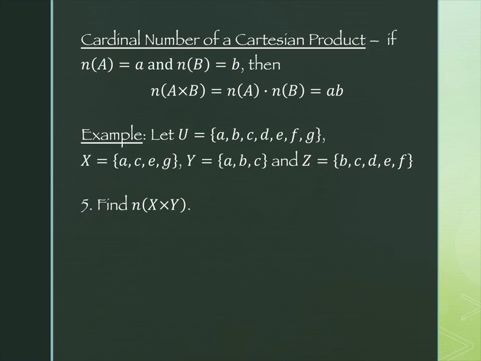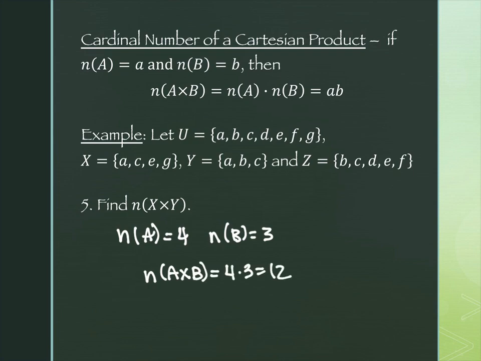So the cardinal number, remember, cardinal number just means number of items. The cardinal number, or the number of items in a Cartesian product: if n of A is a and n of B is b, then the number of items in the Cartesian product is n of A times n of B, or a times b. And this just has us go back to the example that we did and notice that what you just said out loud, we can now write down. n of A was 4. n of B was 3. And so n of A cross B was 4 times 3, or 12.